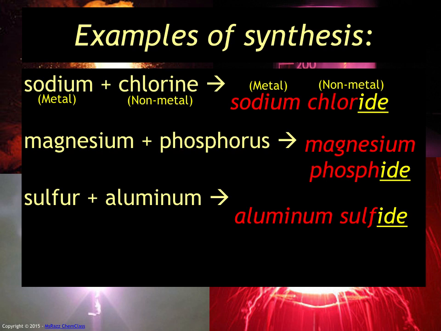Just because sulfur is listed first doesn't mean it's the metal. So you need to look at the periodic table and determine which one is a metal and which one is a nonmetal when you do these synthesis reactions. They will, however, always have two elements that are combining to form one compound.